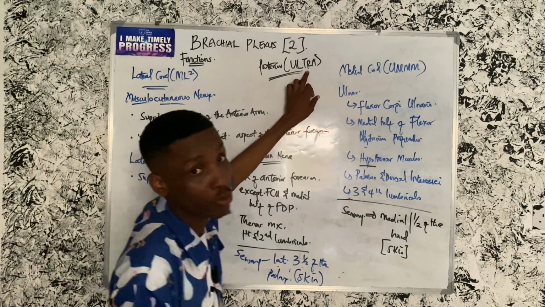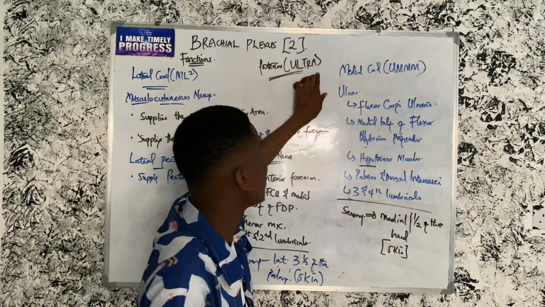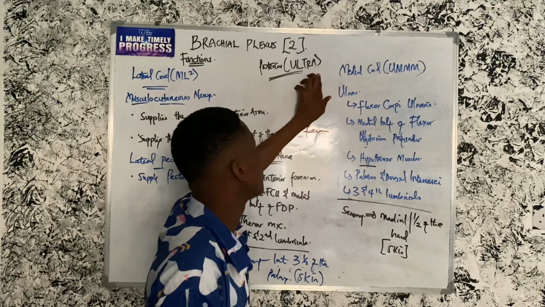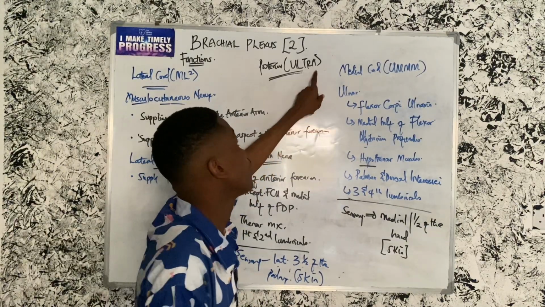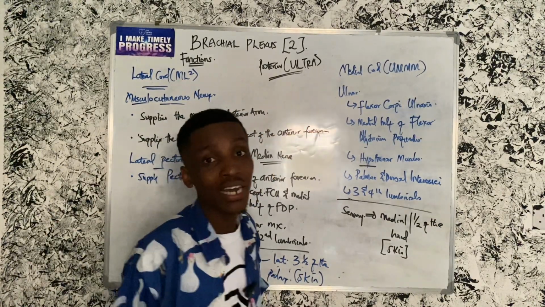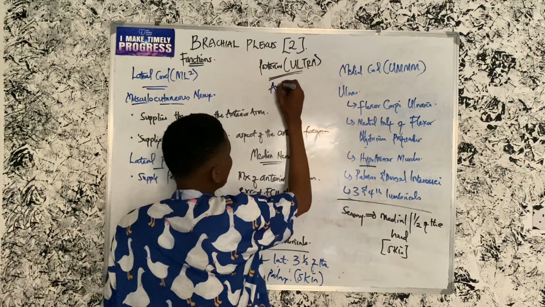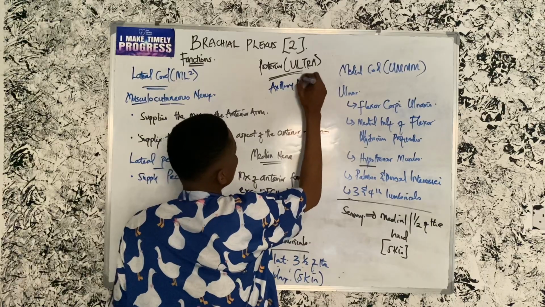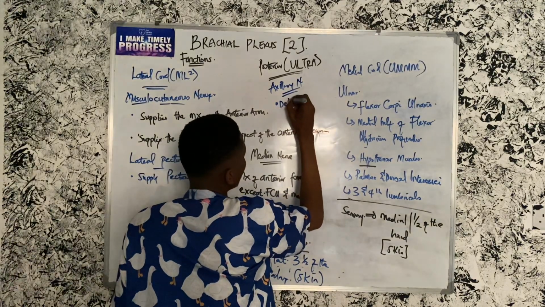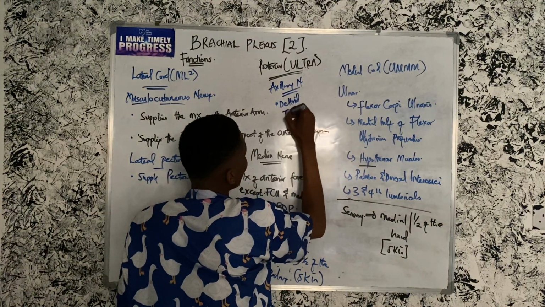So it's supplied by thoracodorsal nerve. Then the last 2 nerves, radial and axillary. That's where I want to stay on. For my axillary nerve, the muscle it will supply is deltoid and teres minor.